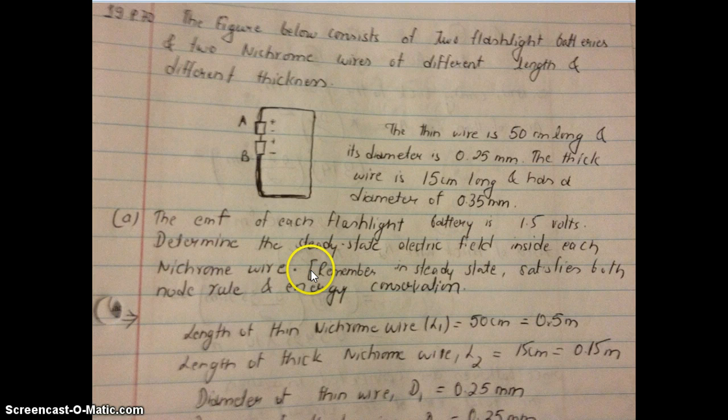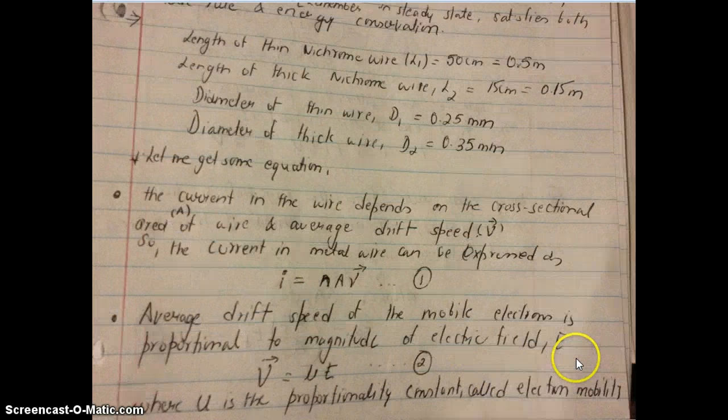The problem says to remember that a steady state satisfies both the node rule and energy conservation. Let me change the units so that we don't have a problem while doing the calculation. The length of thin nichrome wire L1 equals 0.5 meter, and the length of thick nichrome wire L2 equals 0.15 meter. The diameter of thin wire D1 equals 0.25 millimeter, and the diameter of thick wire D2 equals 0.35 millimeter.